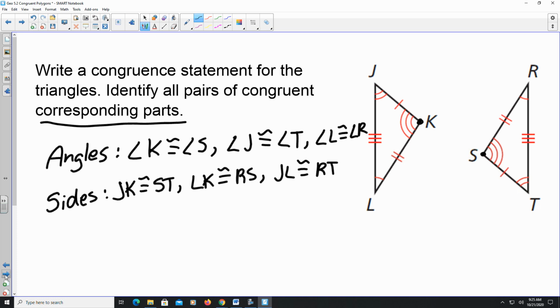RT. And you could flip the letters around. Like you could say this is TS if you wanted to, but I attempted to make them in alphabetical order if I could, but it's not required. So that is being able to identify the corresponding parts of two congruent figures, more specifically, these two congruent triangles.